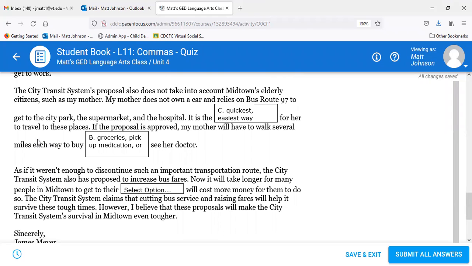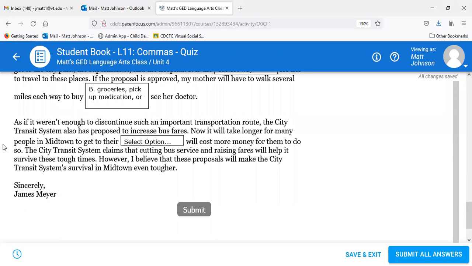All right, very good. And finally, as if it weren't enough to discontinue such an important transportation route, the city transit system also has proposed to increase bus fares. Now it will take longer for many people in Midtown to get to their jobs, and it will cost more money for them. I don't even necessarily know if you need a comma, but I think it might be A.